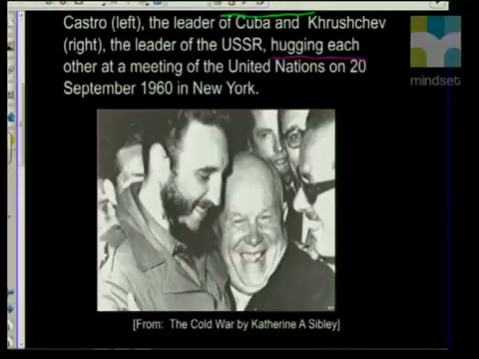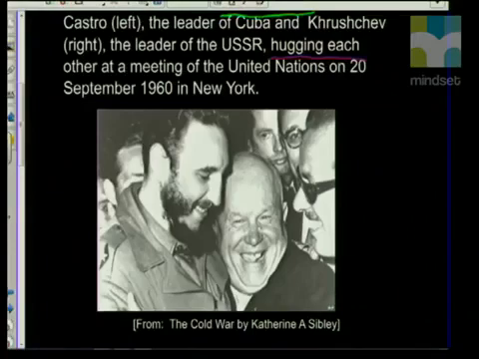But then another thing that you need to look at is the visual clues. Okay, so we've looked at the written clues, that is the caption of this written source. It tells you that they were hugging each other. They were at a meeting of the United Nations in 1960 in New York. Remember, I told you that is the very important part of analyzing sources because it contextualizes the source for you.